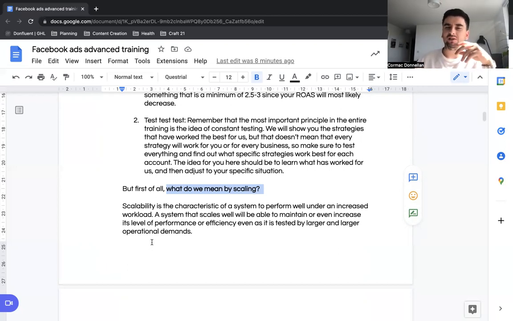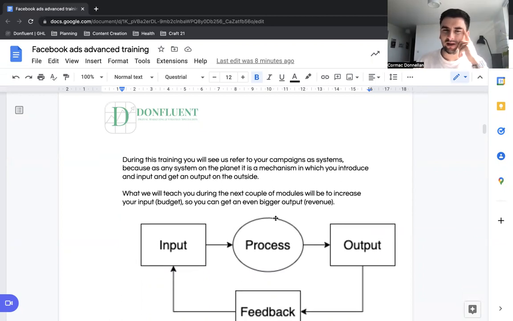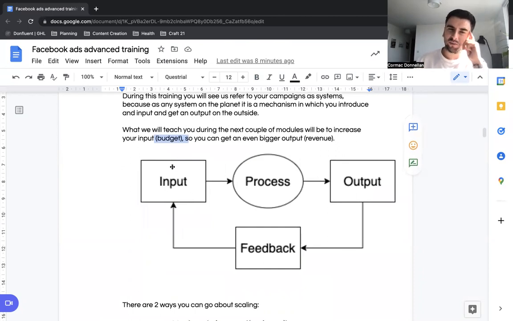How can we develop a system that performs better and improves in efficiency as we increase the constraints it's under? During this training, you will refer to our campaigns as systems, because any system on the planet is a mechanism in which you introduce an input and get an output on the outside. What we will teach you during the next couple of modules is to increase your input, your main input here being budget, so you can get an even bigger output, your main output being revenue, sales, whatever that goal is. It's a really simple mechanism where you put in your input, you have your process, you have your output, and then you feed back on this system start to finish. So your input, your process, and your output.